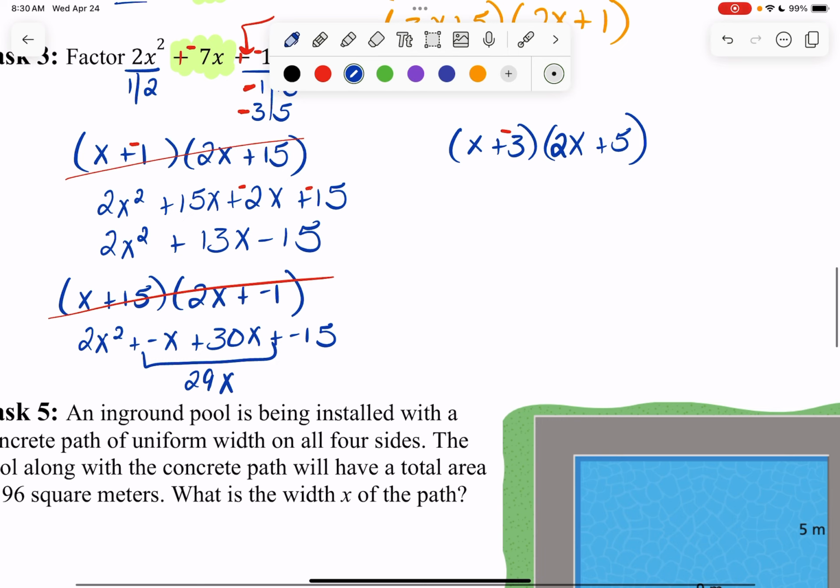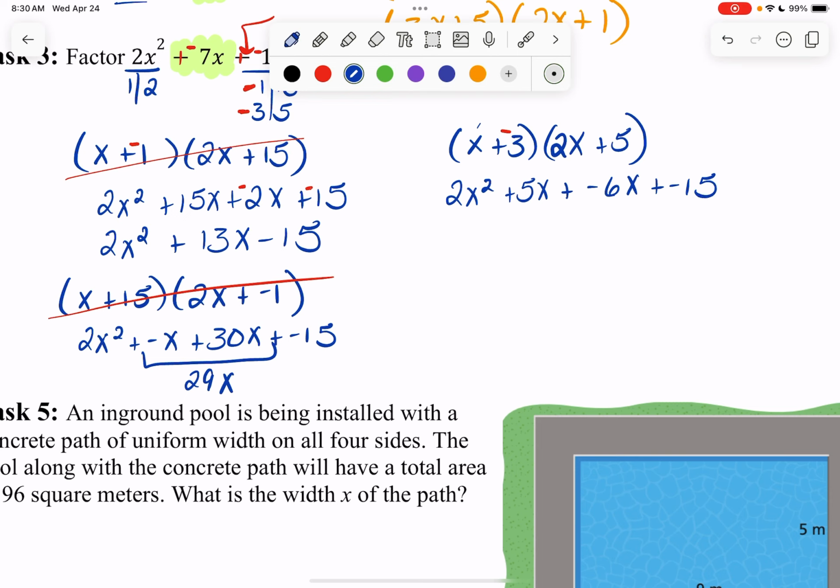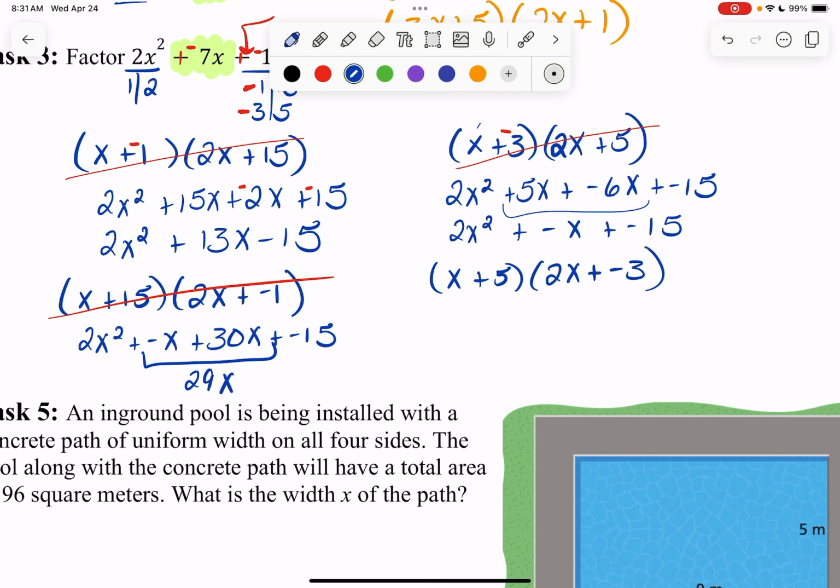So now we distribute 2x to the second. Again, we're going to do a lot of multiplying. Plus 5x plus a negative 6x plus a negative 15. So we end up with 2x to the second. That gives me a negative x in the middle. Nope, that one didn't work either. Okay. Again, don't give up. Flip them around. x, let's do plus 5, and 2x plus a negative 3. So 2x to the second plus a negative 3x plus 10x.